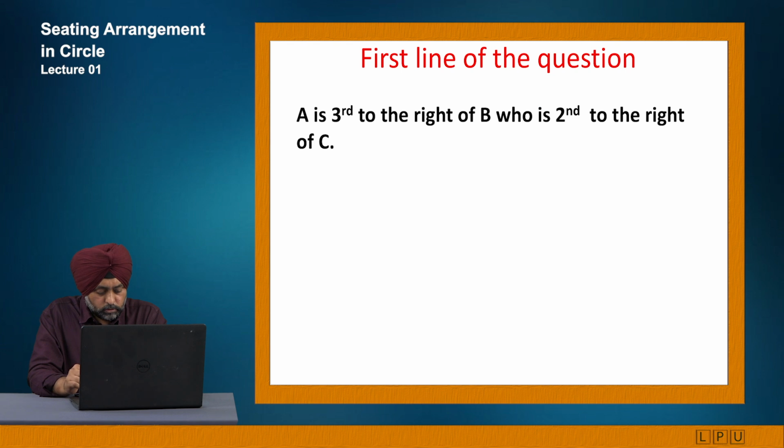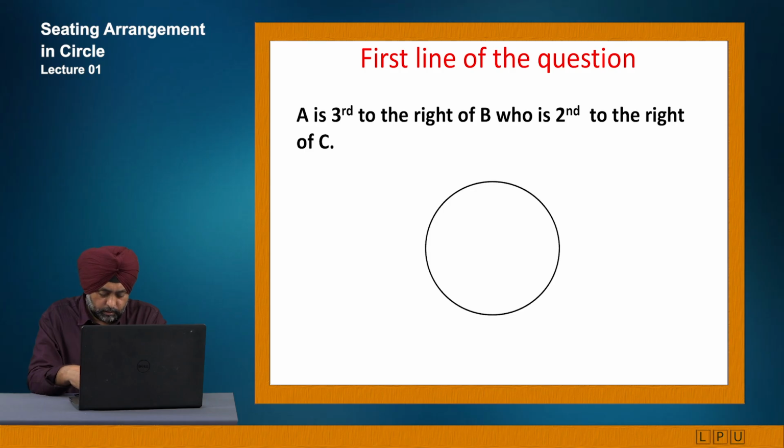Suppose the statement goes, A is third to the right of B, who is second to the right of C. This is the statement. First thing is to make a circle. In all the questions that I am taking now, in which I am giving some examples, just imagine there are 7 people sitting in a circle. Otherwise, you don't have to imagine, you have to always count how many people are there. Just for this example's sake, imagine 7 people sitting in a circle.